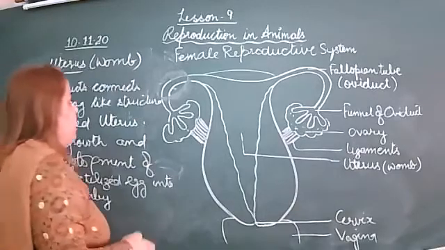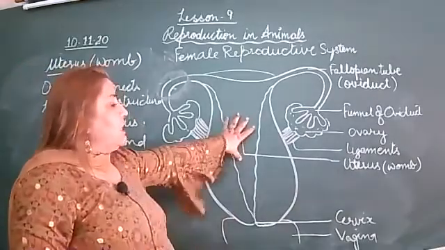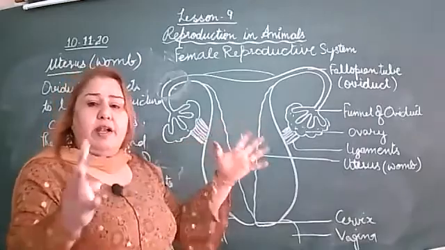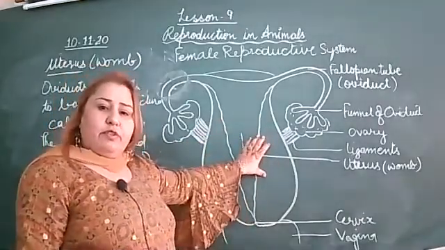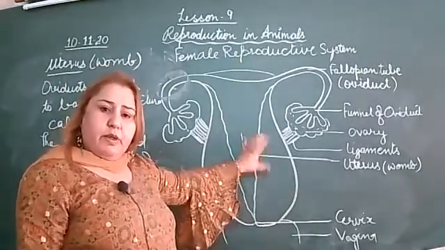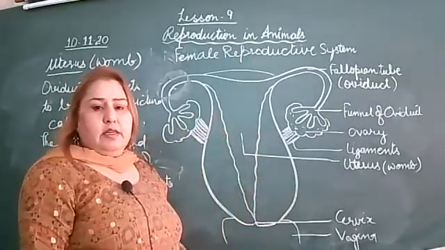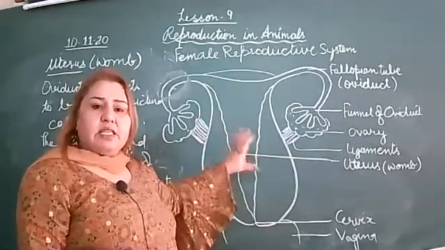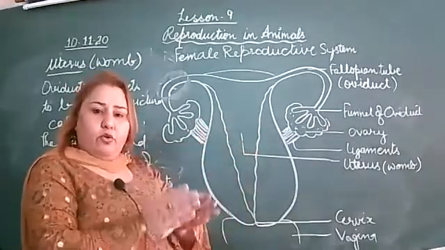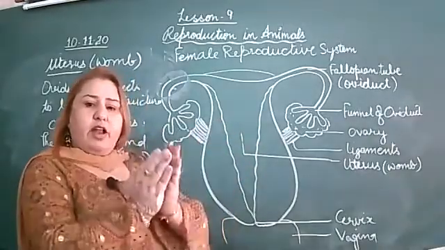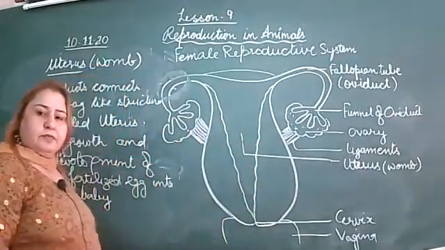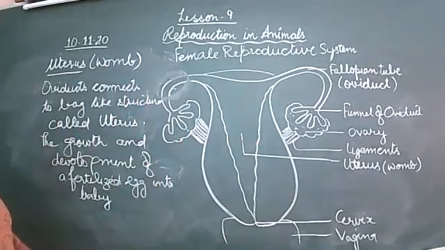When the growth and development occurs, this muscular bag expands. It becomes wider, and after giving birth to the baby, it again contracts. This is the muscular bag, muscular sac. So when the growth is taking place, this bag expands, and after giving birth, it contracts. Then write down the next.